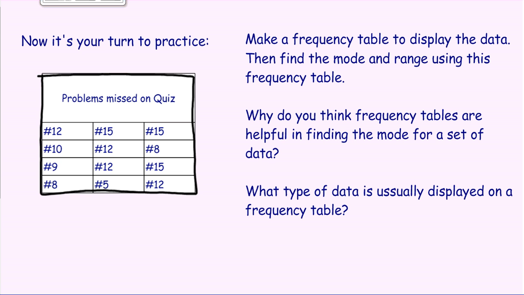While you're doing this, I'd like you to think of how they could be helpful in finding the mode for the set of data. How could a frequency table be helpful? Also, what type of data is usually displayed on frequency tables? In this case, if you read this top part, we wouldn't need to find the range because the range in this set of data isn't important because it's talking about individual questions. Go ahead and pause the screen again, and once you get this complete, see if you can answer some of these questions. Moving on.